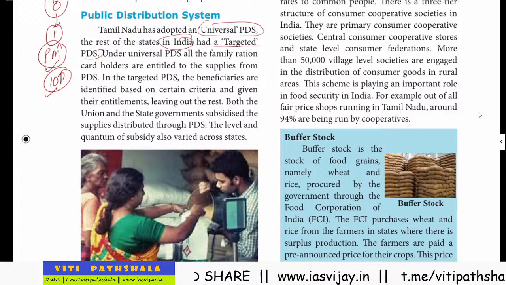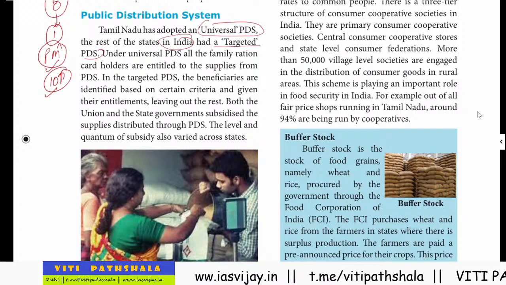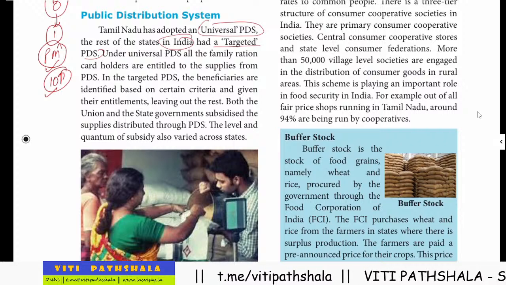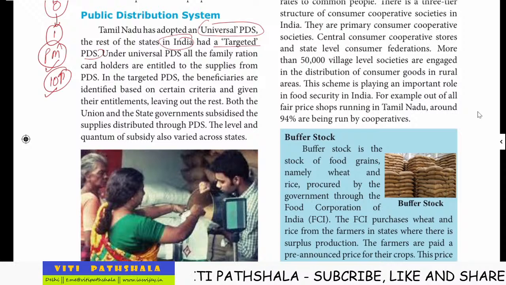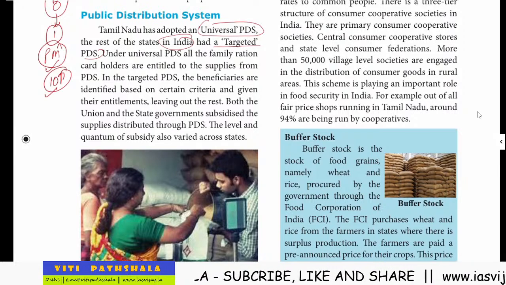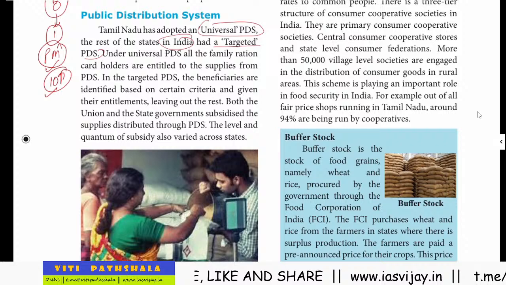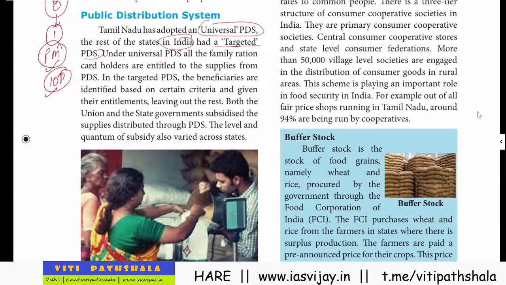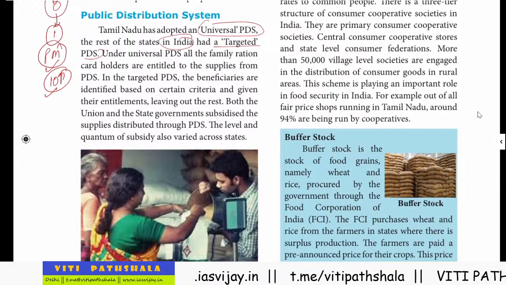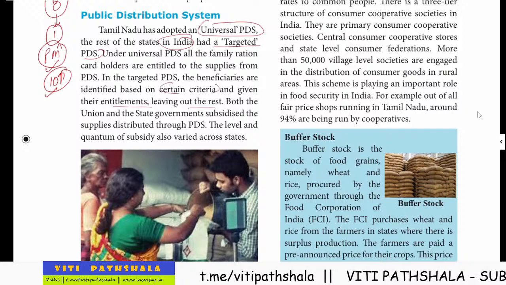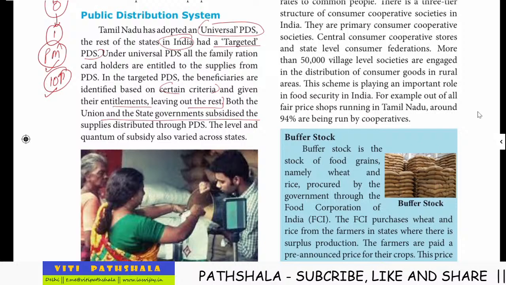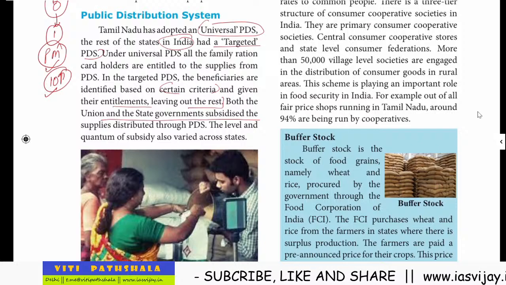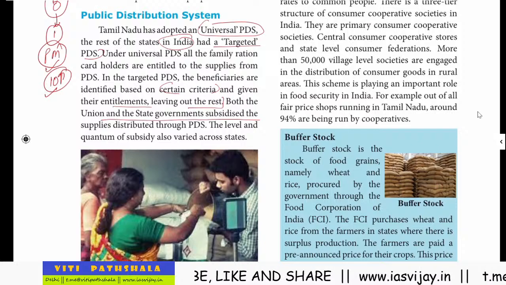Now, under the universal PDS, all the family ration card holders are entitled to supplies from the PDS. In the targeted PDS, the beneficiaries are identified based on certain criteria and given the entitlement, leaving out the rest. Both the union and the state governments subsidize the supplies distributed through the PDS. The level and the quantum of the subsidy also varied across the states.